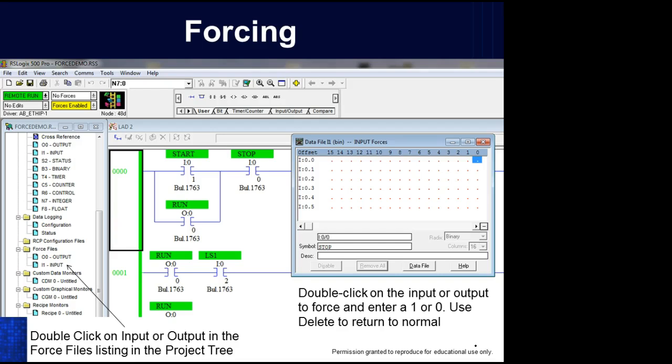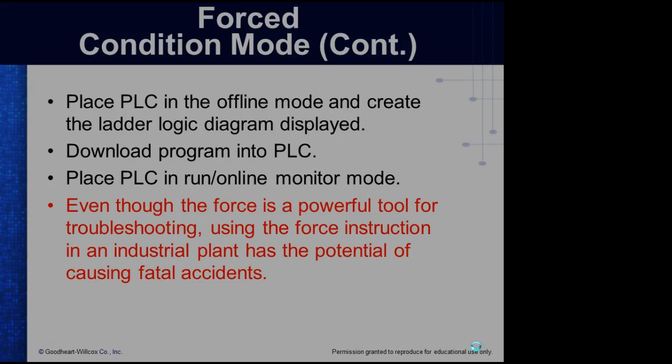Siemens and 5000 is a little different. You have to actually set up force tables, so they're not there for you. You have to set up a force table and decide which inputs you want to force and which outputs you want to force. So they're trying to control that a little better.